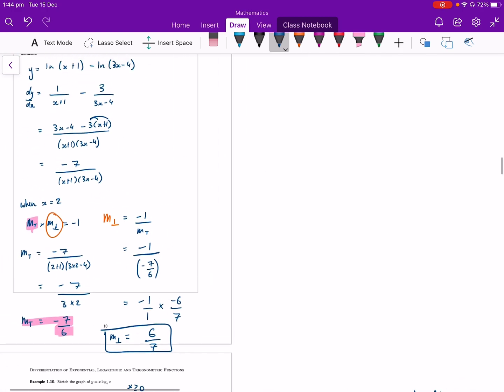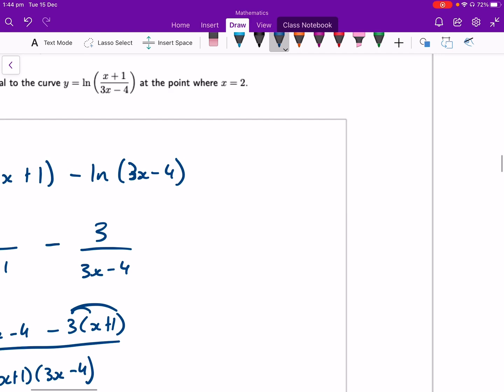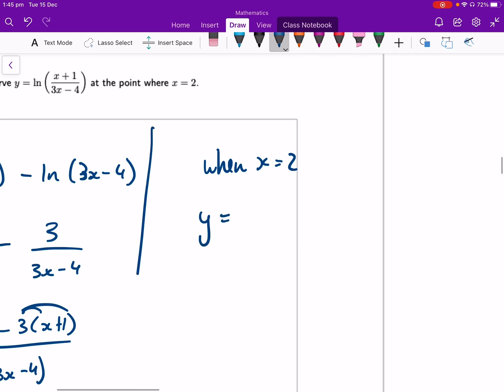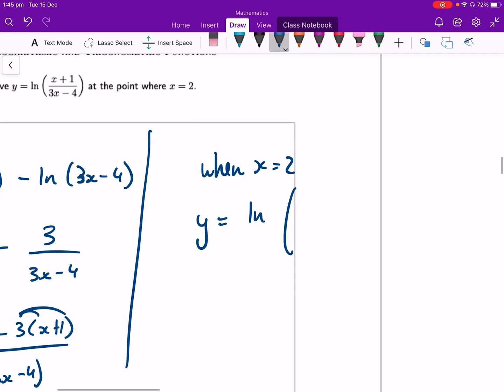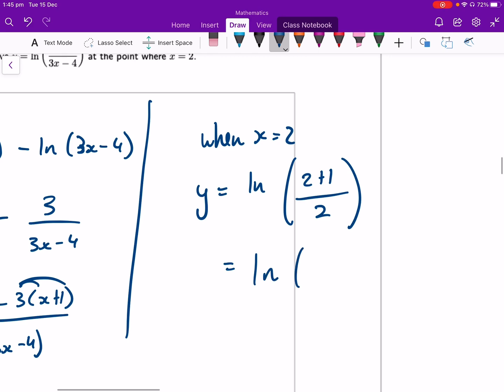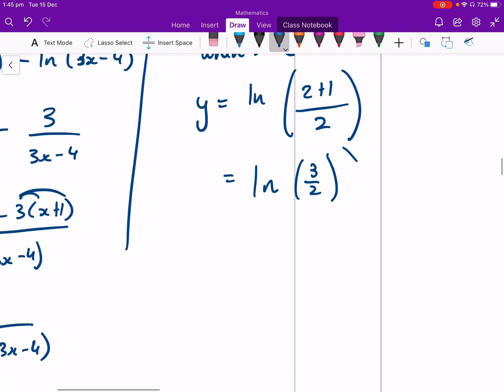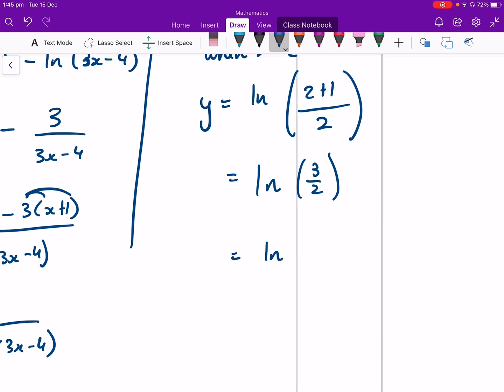So now I've got the gradient of the normal, I've got my x point. Now I should find the actual original y coordinate at x equals 2. So when x equals 2, y would equal ln of (2 plus 1) over (2 times 3, which is 6, minus 4), so that would be ln 3 on 2. Now, using another way to write this, I could rewrite that as ln 3 minus ln 2. So that's my y coordinate.